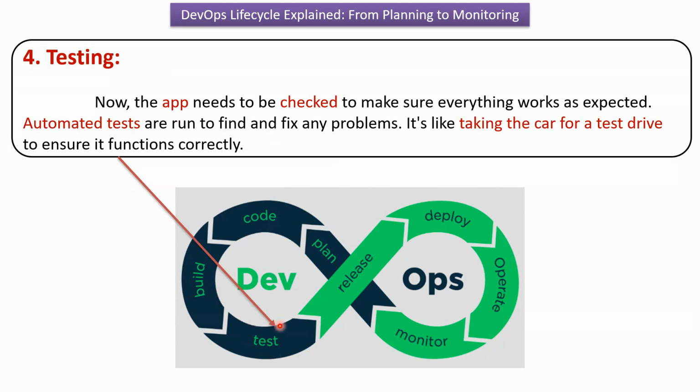Fourth step is testing. Now the app needs to be checked to make sure everything works as expected. Automated tests are run to find and fix any problems. It is like taking the car for a test drive to ensure the car functions correctly.